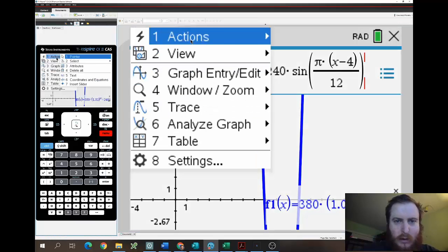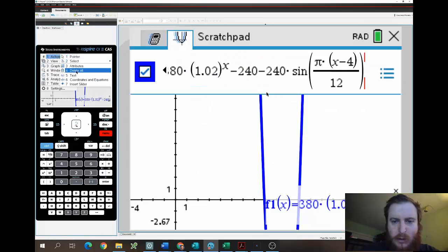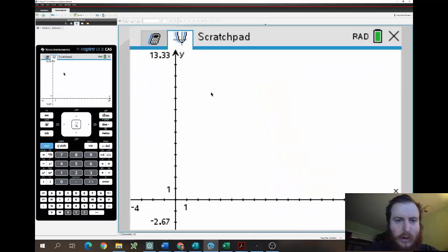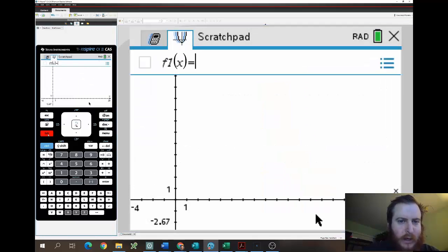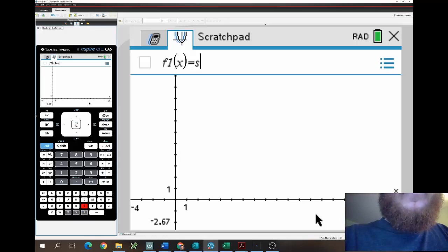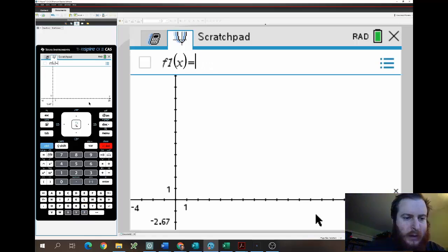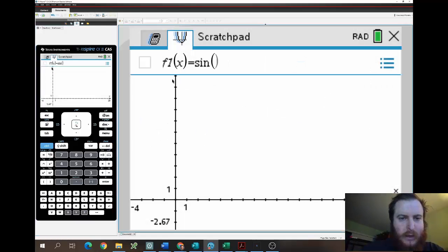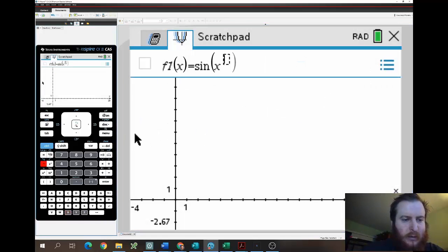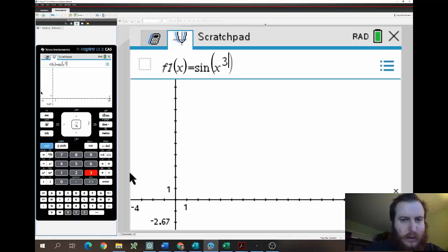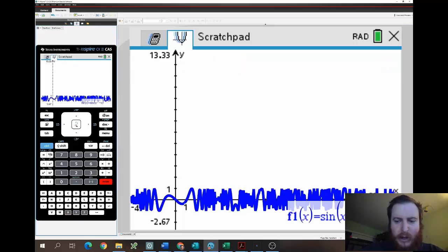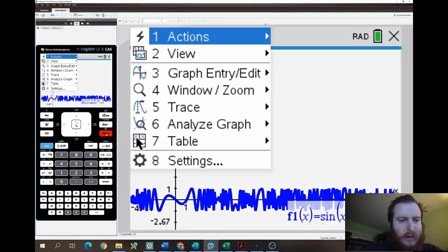Menu, actions. Okay, there we go. So on our graph, we had sine of x cubed minus x. Actually, don't type it because it won't work. And then we're going to graph that. And this looks crazy, but once we fix our interval, we'll be okay.